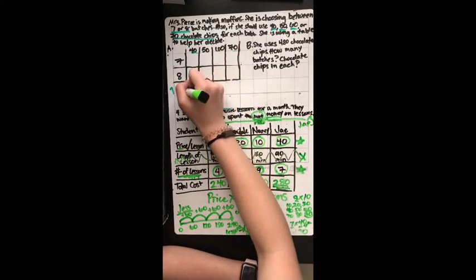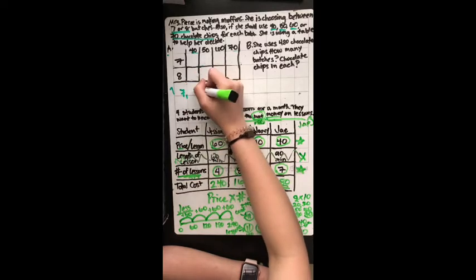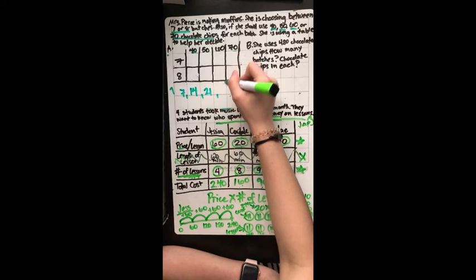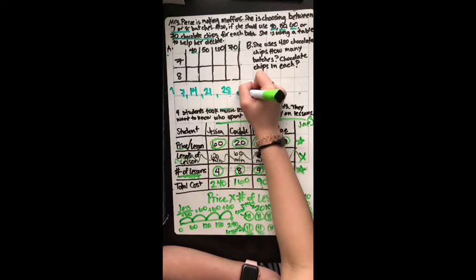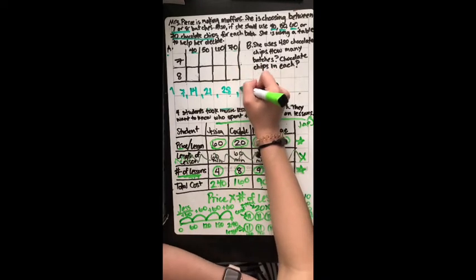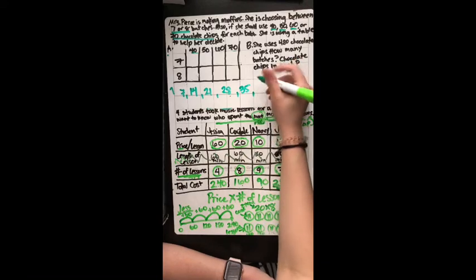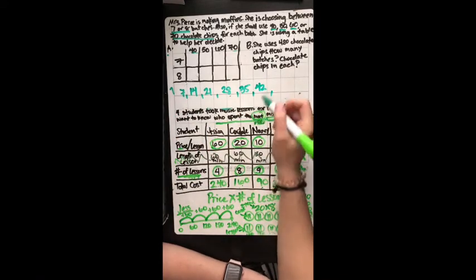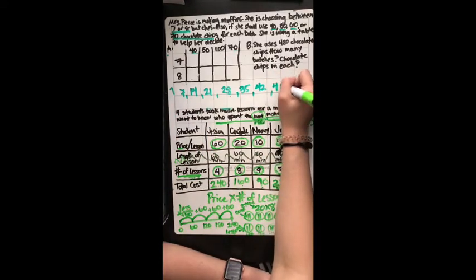So I've got 7, 14, 21, 28, 35, 42, and for that 7 times 7, I of course have my favorite number, 49.